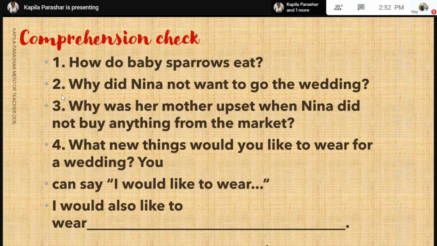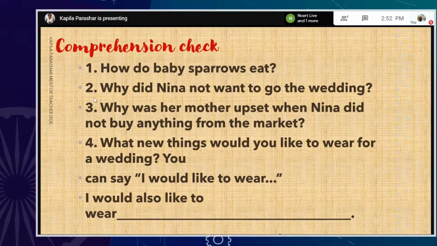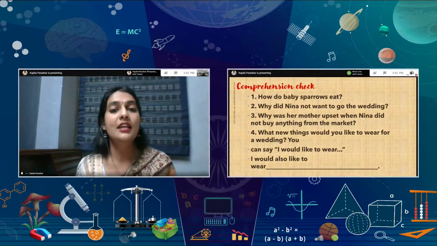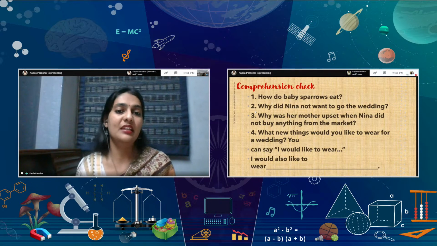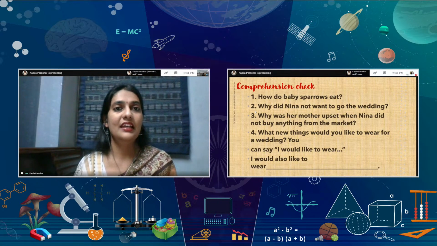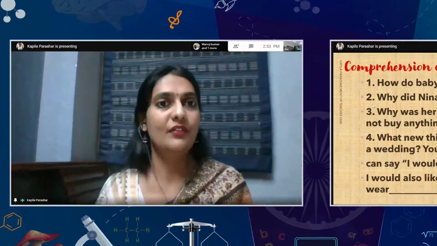They might say, I would like to wear whatever their favorite dresses are. If multiple responses are there in a class, students would listen to each other's answers. So by giving their own answer and by listening to others' answers, this sentence structure would be re-strengthened in their minds. And shall we move on further?